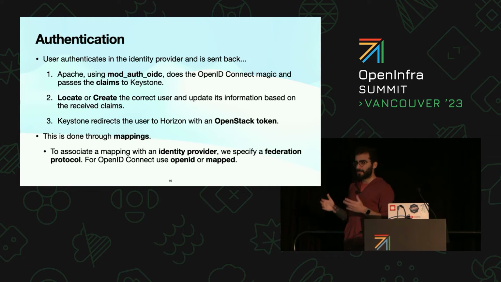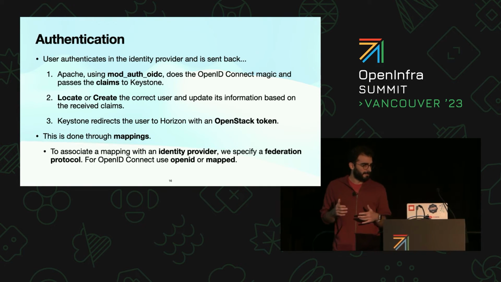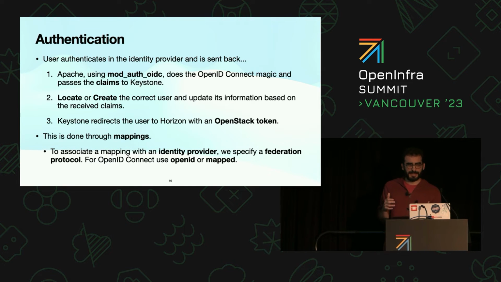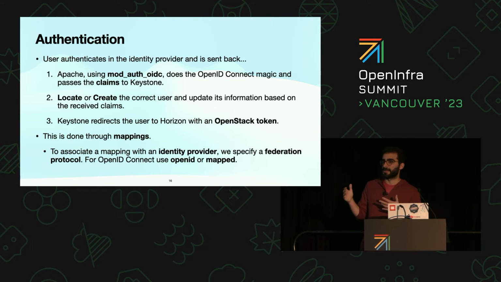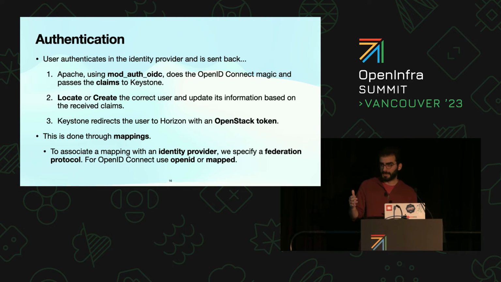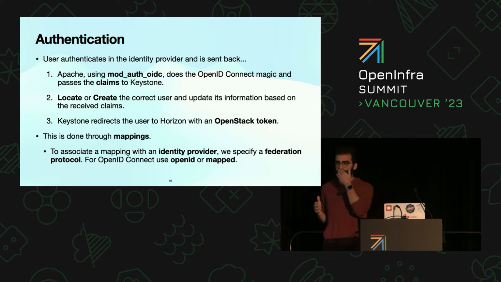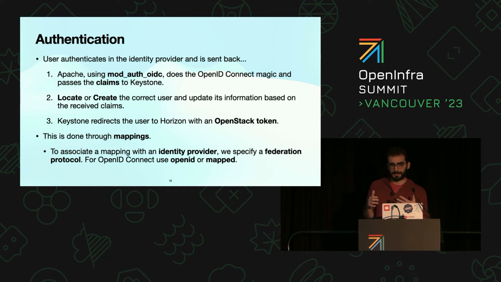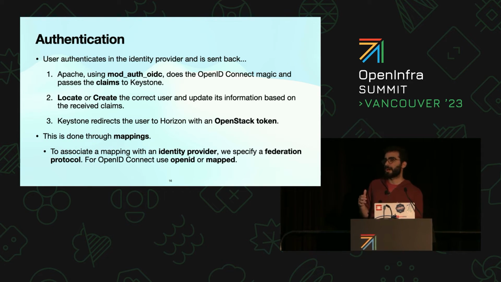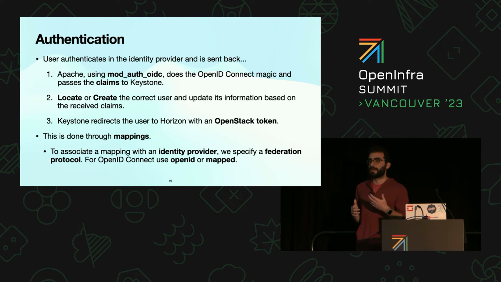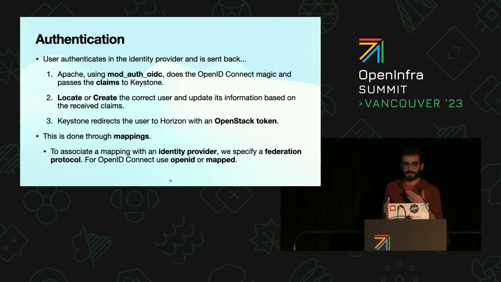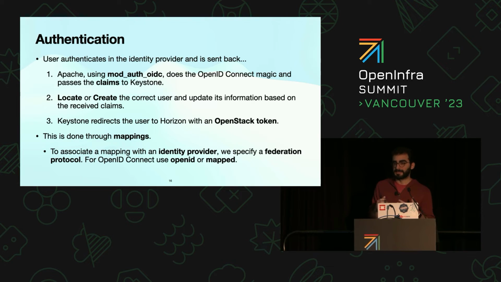So let's go through that flow a bit more in detail. A user authenticates in the identity provider. So you click on Horizon, you're sent to your identity provider, you authenticate there, and then you're sent back. There are some things that happen here that start with Keystone does not perform OpenID Connect by itself. It relies on Apache and mod_auth_openidc that does this OpenID Connect flow and magic for us.